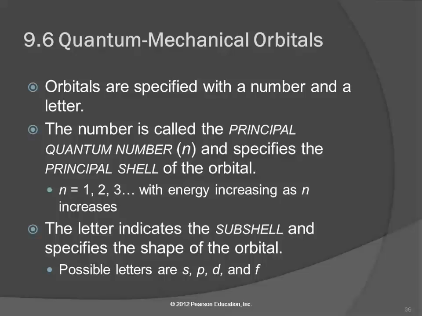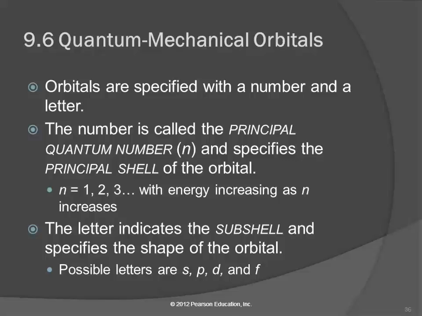So what are these orbitals like? Well, we specify the orbitals with a number and a letter. In the Bohr model, the orbits were just 1, 2, 3, etc. Here, we still have those numbers. We call them principal quantum numbers, and it's still an N. And that specifies the principal shell, or sort of a general energy level of those orbitals.